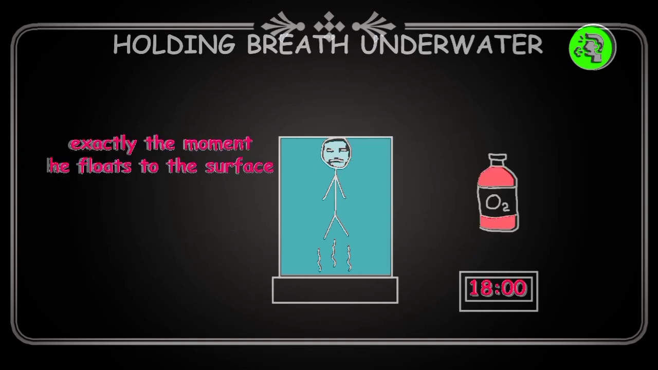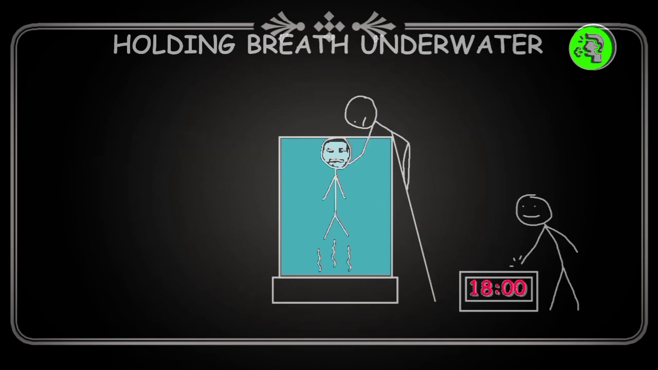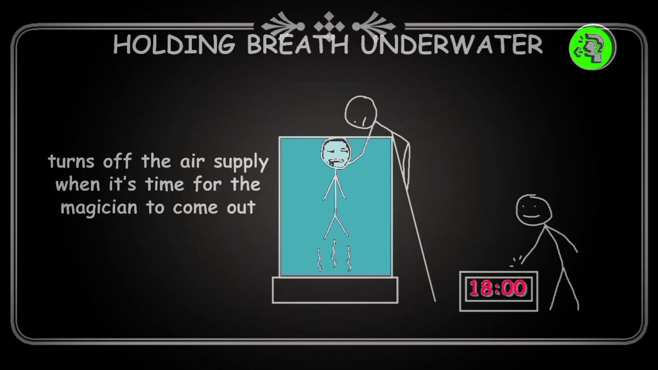In reality, the timer hides an oxygen tank that is connected to the assistant girl who checks his pulse. The assistant cleverly attaches the tube in her hand to a tube on the magician's back, allowing him to breathe. The assistant near the timers turns off the air supply from the oxygen tank when it's time for the magician to come out.